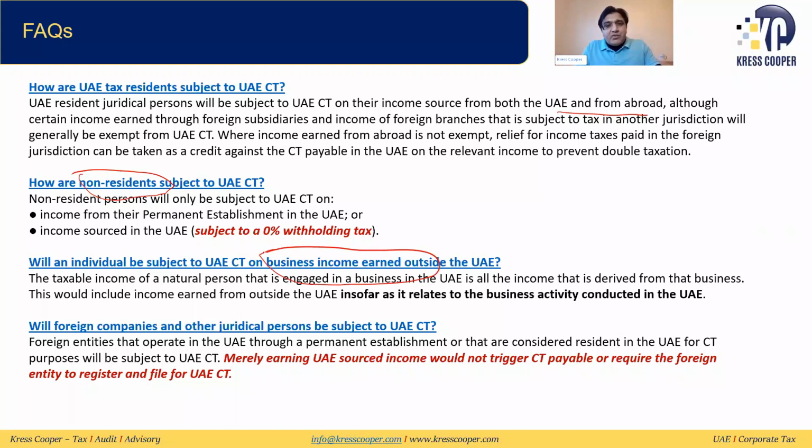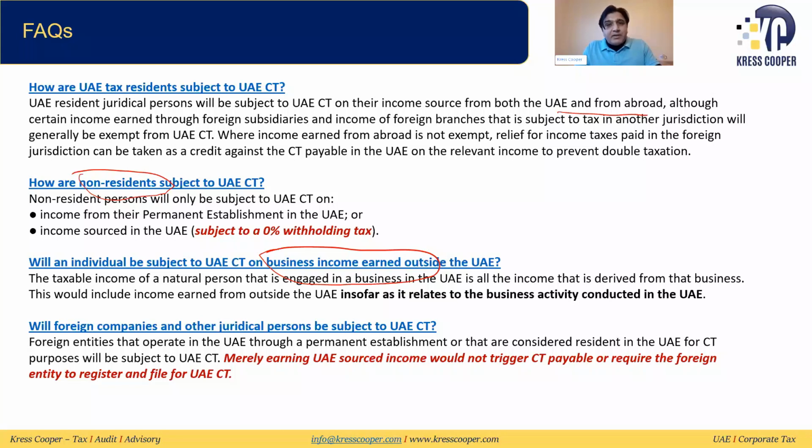If this individual is conducting business in the UAE, we have already discussed any income either earned locally or earned out of the UAE. If this income relates to the business, then it will be subject to tax in the UAE. Will foreign companies and other juridical persons be subject to UAE CT?